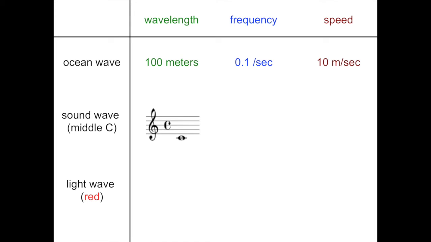Sound waves, well, let's take a note like middle C. Middle C has a wavelength of about 1.3 meters. The frequency is 262 waves per second. If you multiply 1.3 meters by 262 waves per second, you get a sound speed of 340 meters per second, a little over a third of a kilometer per second. We should all know approximately what the speed of sound is in the metric system.